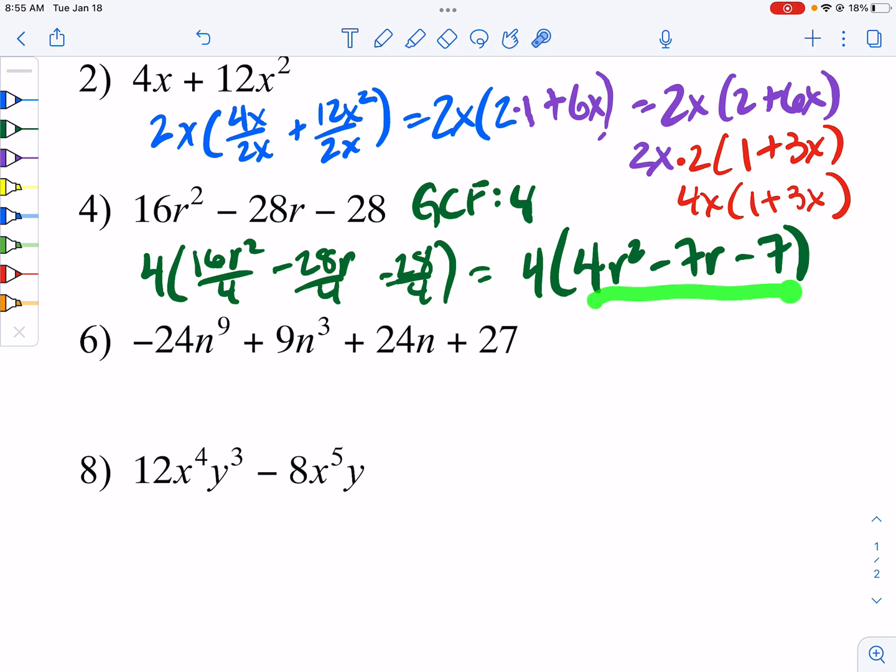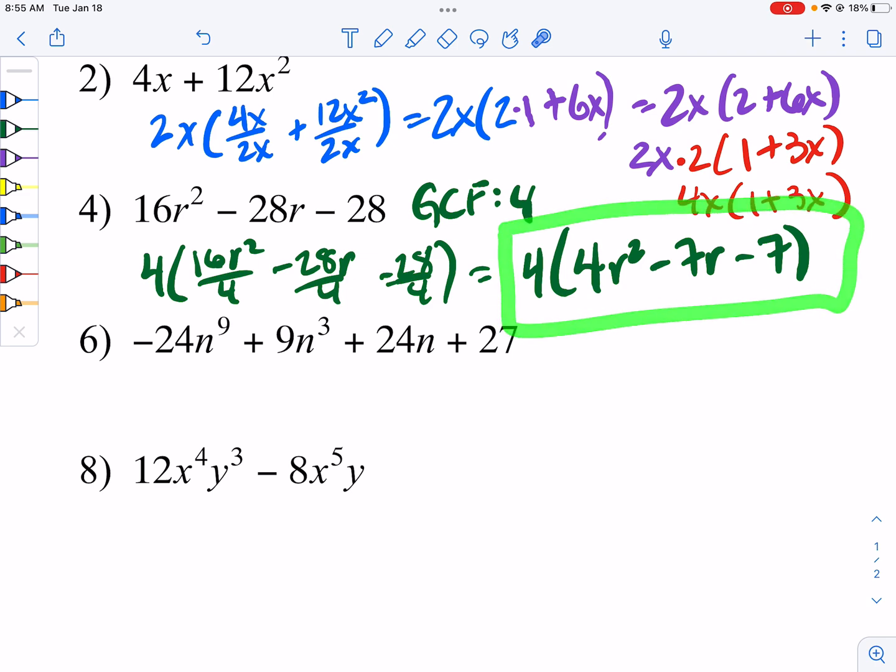So I double check my parentheses that are left over between 4, 7, and 7. I only have a common factor of 1. If I pull out the 1, nothing's going to change. 4 times 1 keeps it at 4, and if I divide all of these by 1, it keeps it exactly the same. So this is my final answer with our greatest common factor taken out.